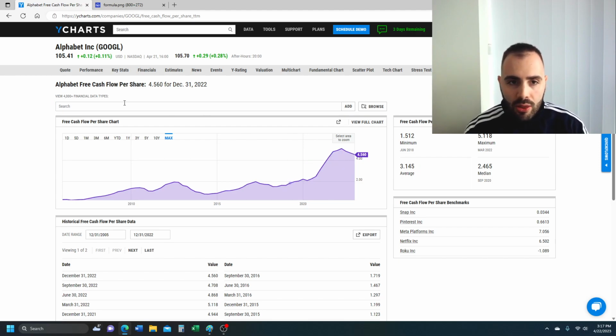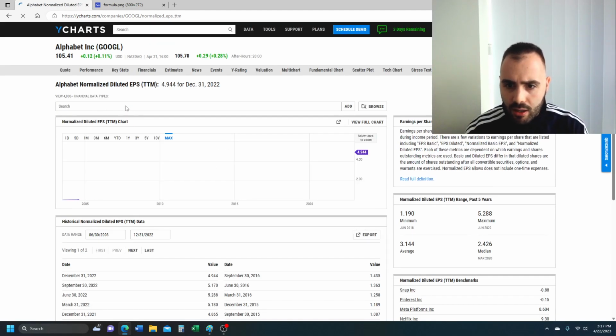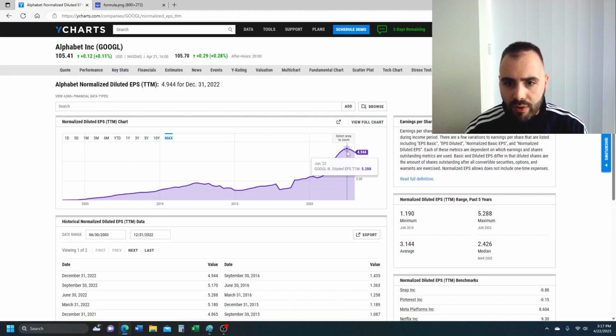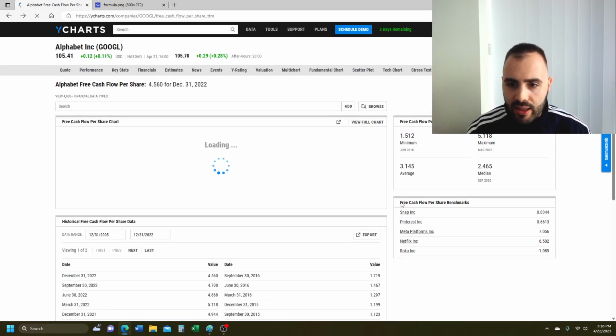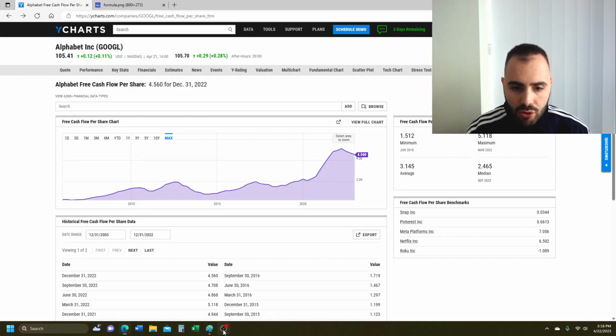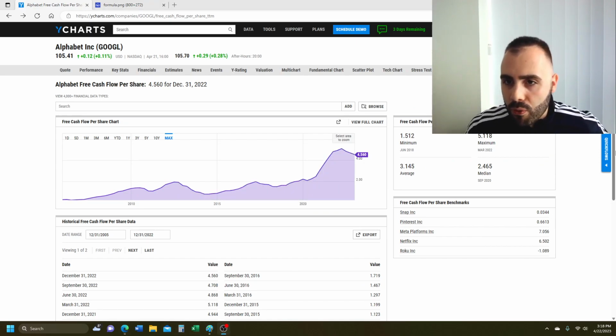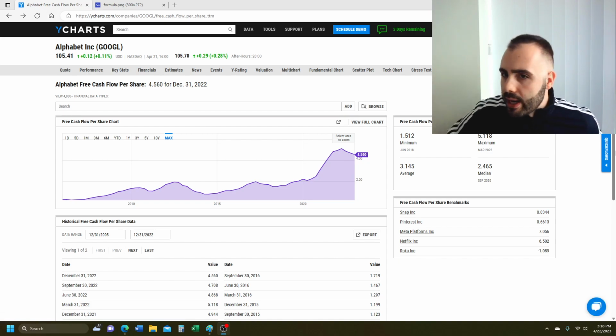Do you see why there's a problem? Look, the trailing 12 months earnings per share for Alphabet is like $5.26 or something. I don't know, I haven't checked it recently. Okay, so it was $5.29 before when I did it last, but right now it's $4.94. If you use that instead of this, do you see what the problem is? Your value is going to be way out of whack and way too high.